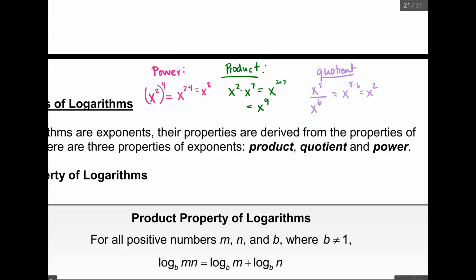So for all positive numbers m, n, b, where b is not 1, log base b of 2 things being multiplied, m times n. So according to the product property up above, when the bases are being multiplied, you add the exponents. Okay, so we'll split up m and n and we will add them together.